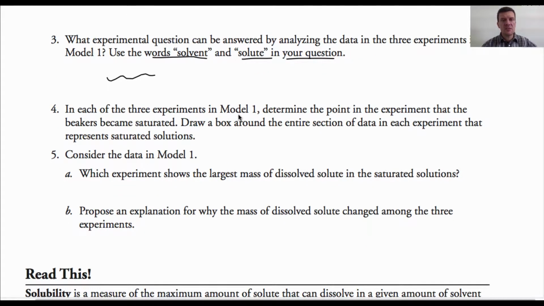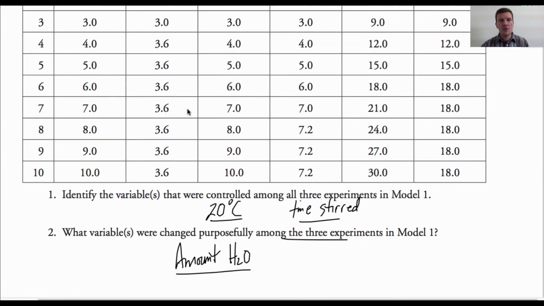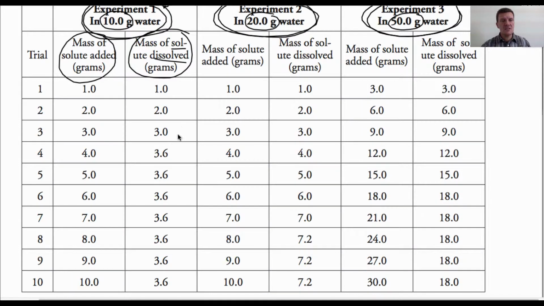In each of the 3 experiments in Model 1, determine the point in the experiment that the beakers became saturated. Draw a box around the entire section of data in each experiment that represents saturated solutions. So where did it become saturated? If you remember from our previous video, we did a graph. That graph showing the saturated amount as you add more and more kept going up and up and up, and then all of a sudden it flattened out. That flattening out portion is where you have reached your saturation point and you can no longer dissolve any more.